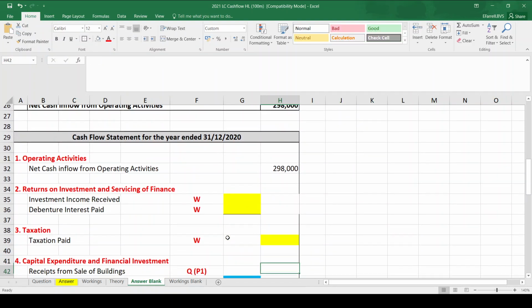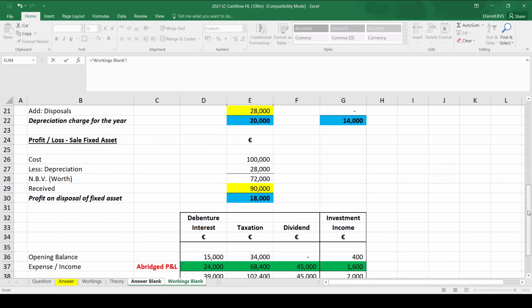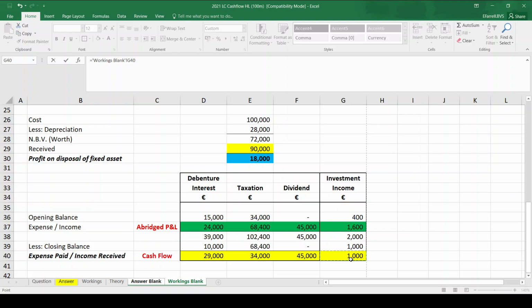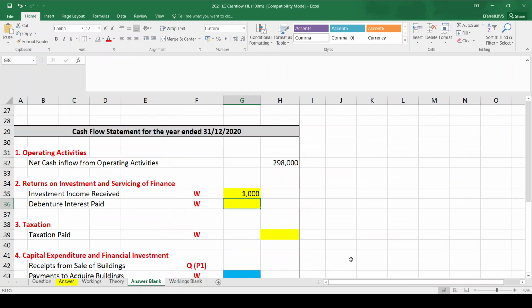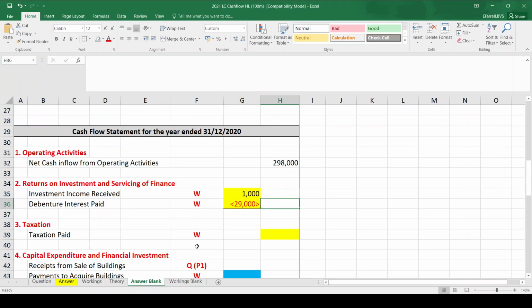Under returns on investment and servicing of finance is any income or interest we received, or any interest paid. So we received investment income, and this isn't the charge, this is actually the amount we received or paid. Investment income is good, so that's going to be a positive figure. I'm going to take that from my workings, the yellow figures, because what we actually received is 1,000. And the debenture interest paid is going to be a minus figure. Again, I'm taking that from my workings. We paid 29,000. So they come to minus 28,000.